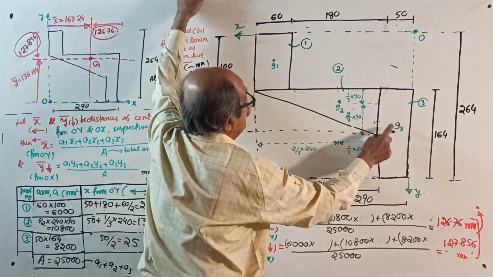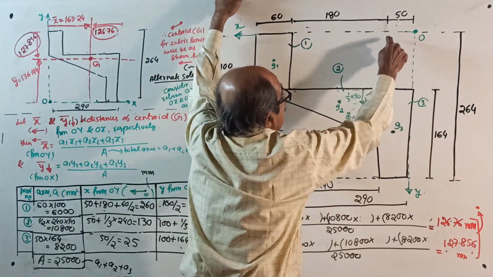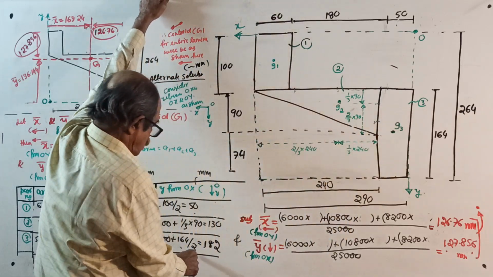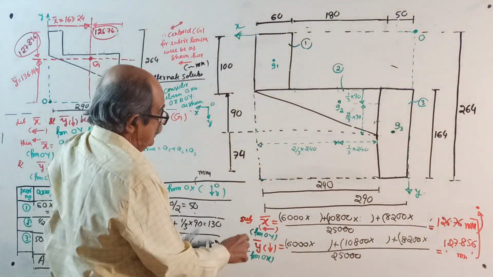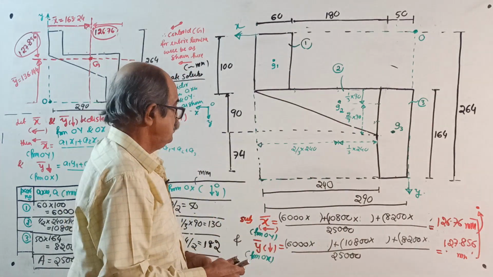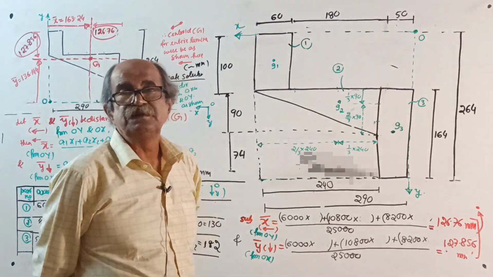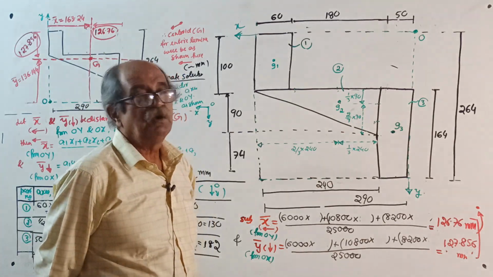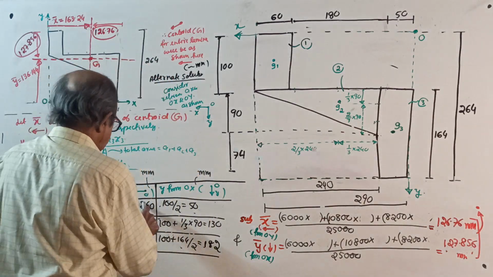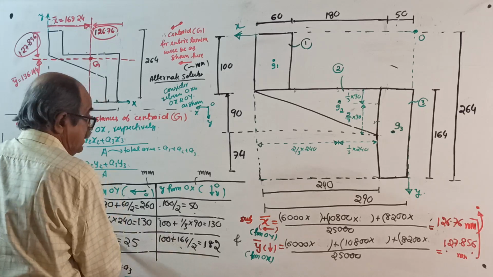Figure 3, 100 plus half of 164. Okay, 182 came. Now substitute. X bar to left side equal to... Now you should substitute. You see, those who are learning from me, if you are too lazy to substitute, I am helpless. A1 x1, A2 x2, A3 x3, substitute.